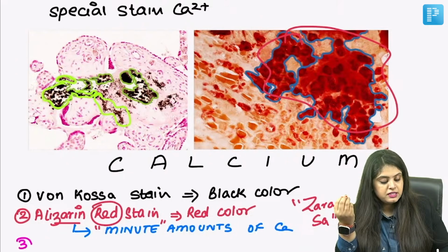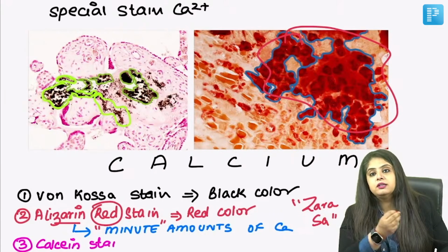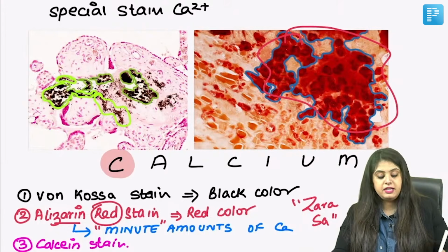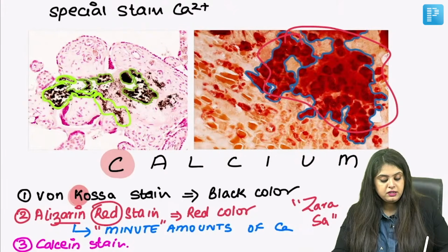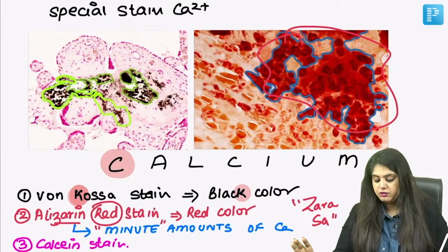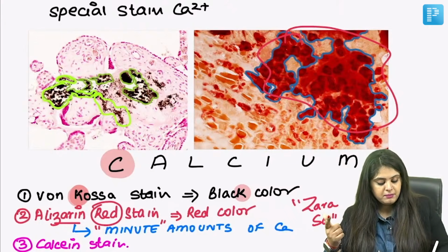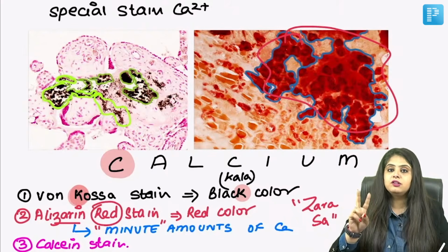Coming to the third stain, that is going to be the calcein stain, for which you don't have to know the color, so don't worry. Now how I have learned it is K for calcium, K for Kossa. Kossa gives it a kala color. Will you remember? K calcium, K Kossa, and Kossa is going to give it a black color, or you can learn it as a kala color. Yaad rahega? Calcium, Kossa, kala.